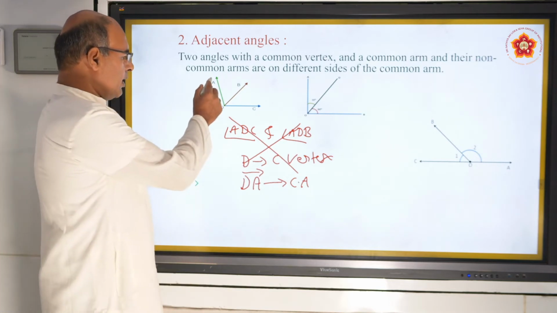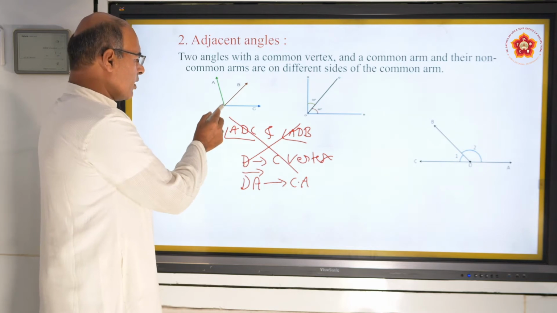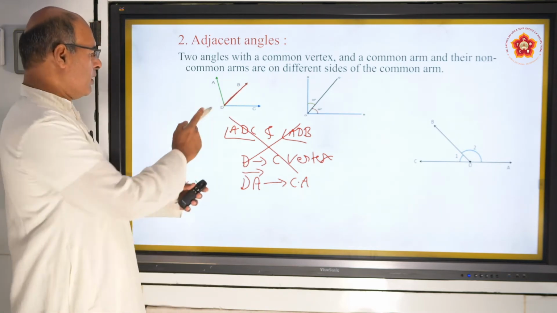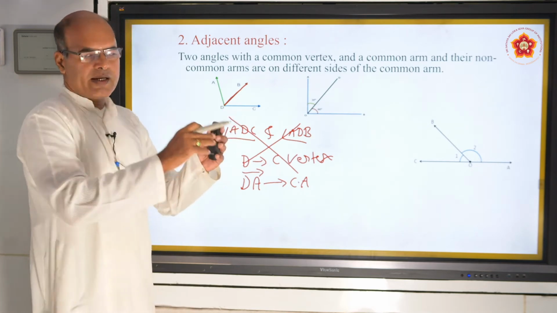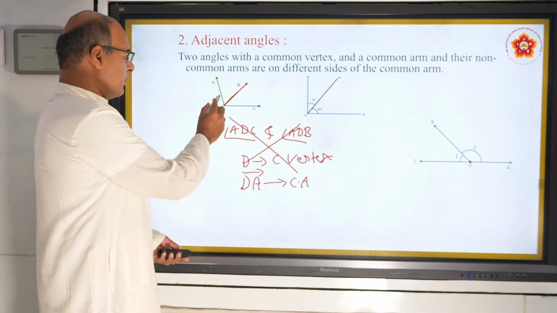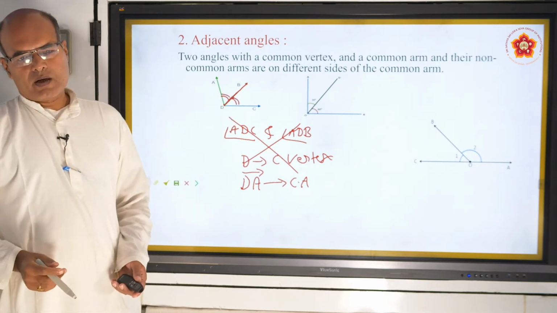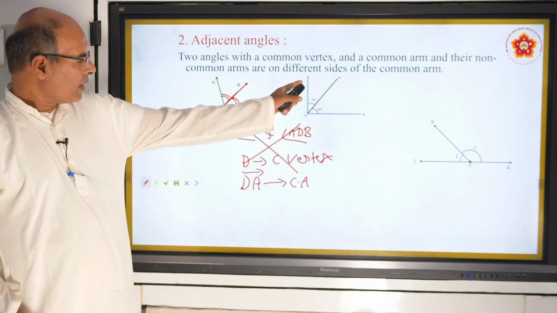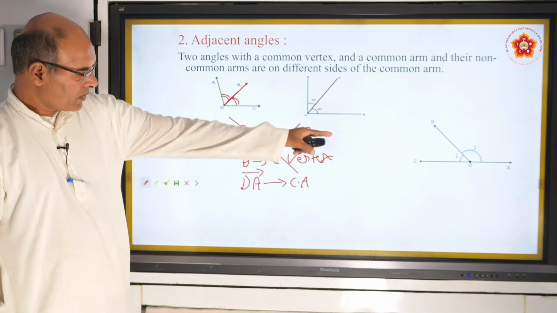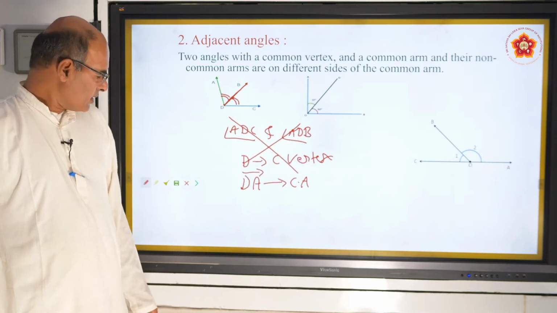So if I take angle ADB and angle BDC, then the common arm is DB, and the non-common arms are DA and DC, which are on either side of the common arm. They have a common vertex. Therefore, these two angles are called a pair of adjacent angles. Here, angle AOD and angle DOB are adjacent angles. There also, angle 1 and angle 2 are adjacent angles.